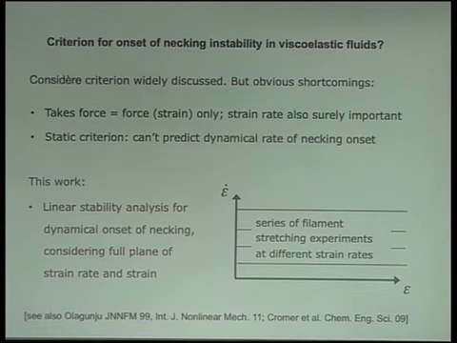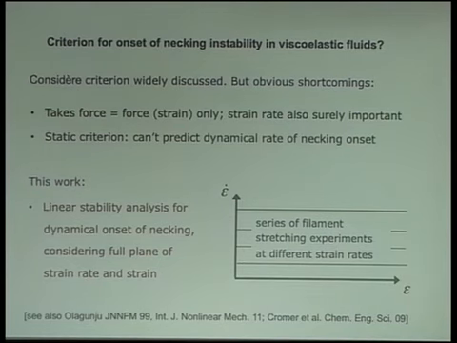And there are two, at least obvious, reasons for that. One is that it considers a force that's a function of strain only. But of course, in a complex fluid, strain isn't the only relevant variable. It is in a solid, but in a fluid, you have to prescribe the strain rate as well, relative to the fluid's intrinsic relaxation times. And it's also a static criterion. It can't tell us anything about the dynamics of the rate at which necking sets in, whereas really what we want to do is calculate an eigenvalue, for example, that tells us how fast a neck would start to form. And so what I'm going to do in this work is a linear stability analysis for the dynamical onset of necking.